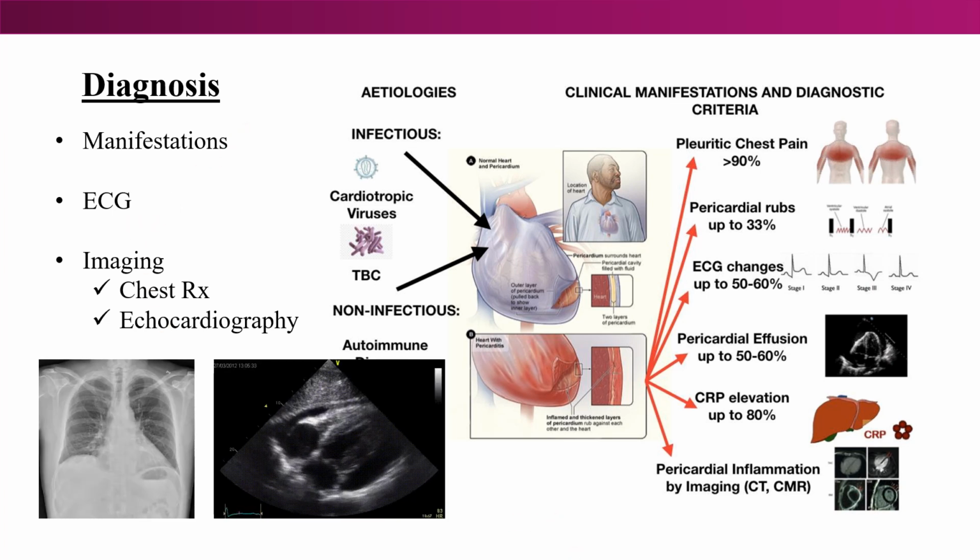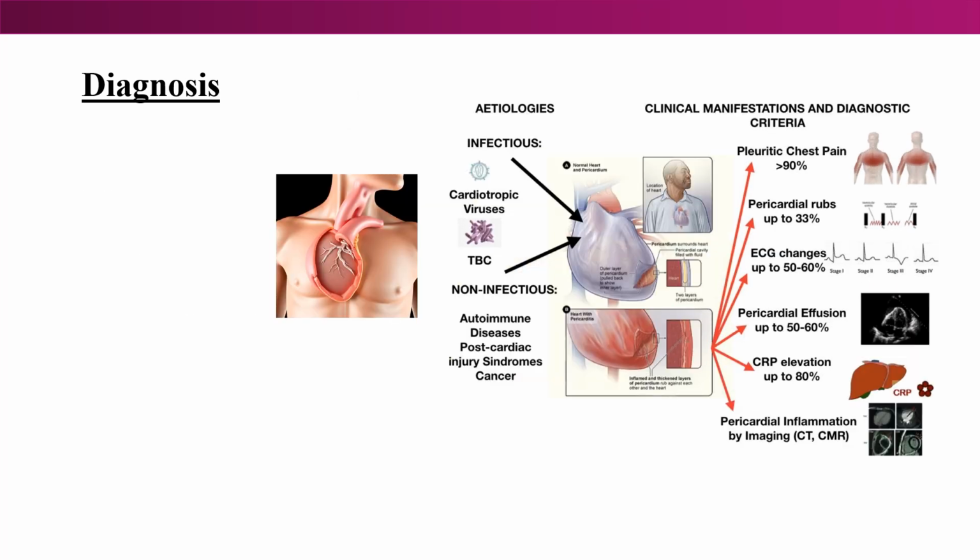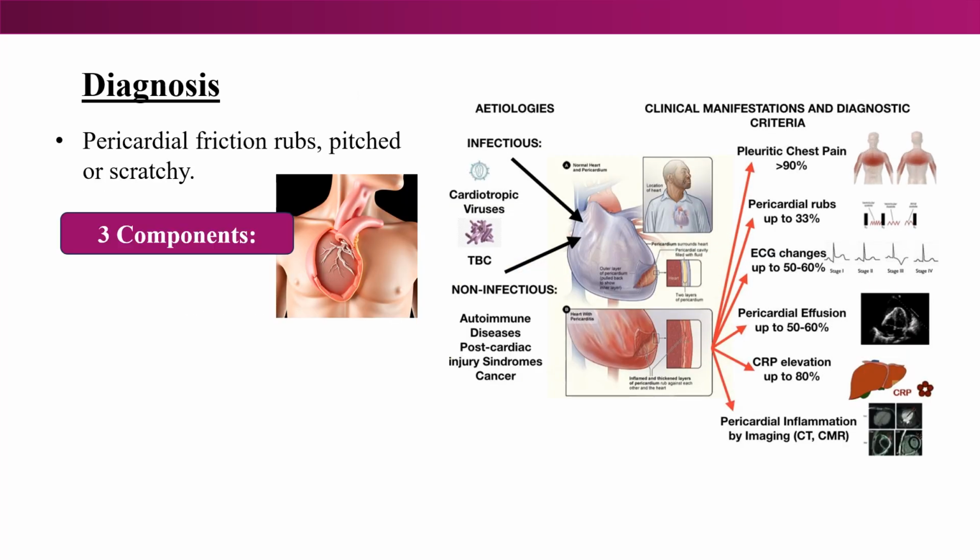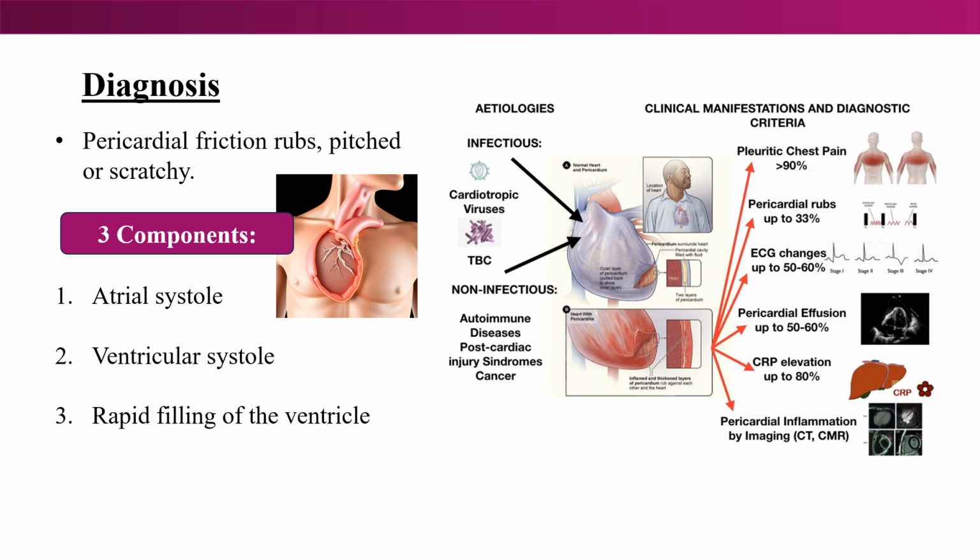A pericardial friction rub, often described as high-pitched or scratchy, results from the rubbing and friction between the inflamed pericardial surfaces. The friction rub is typically described as having three components, which correspond to atrial systole, ventricular systole, and rapid filling of the ventricle. Because it results from the rubbing together of the inflamed pericardial surfaces, large effusions are unlikely to produce a friction rub.